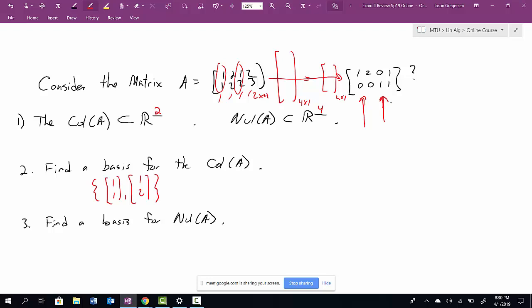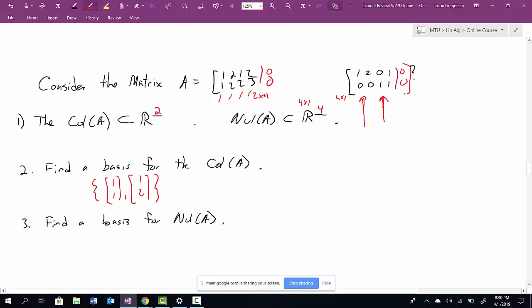What about the null space? Well, the null space is all the solutions to Ax equals 0. So if I was solving Ax equals 0, I would take my original matrix and I would augment with 0 and do the row reduction. But that augmented column wouldn't change at all, so I guess this is where I would end up.